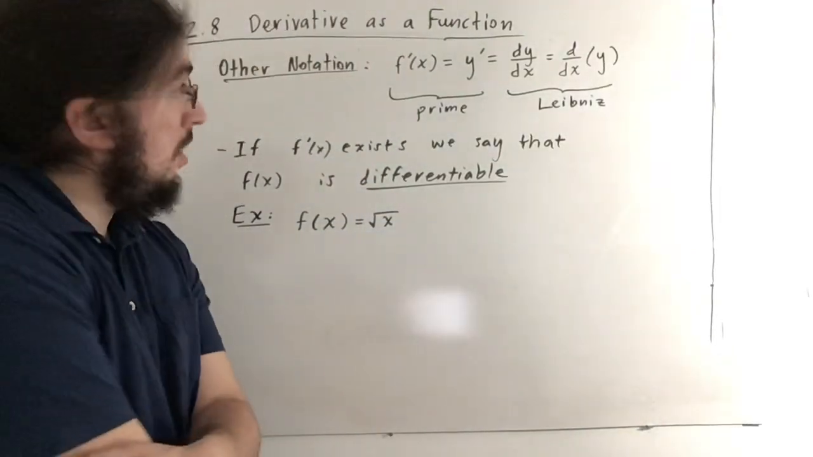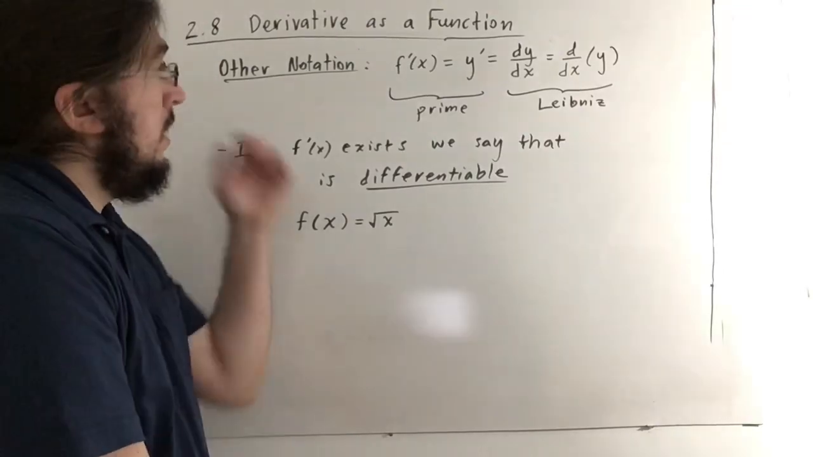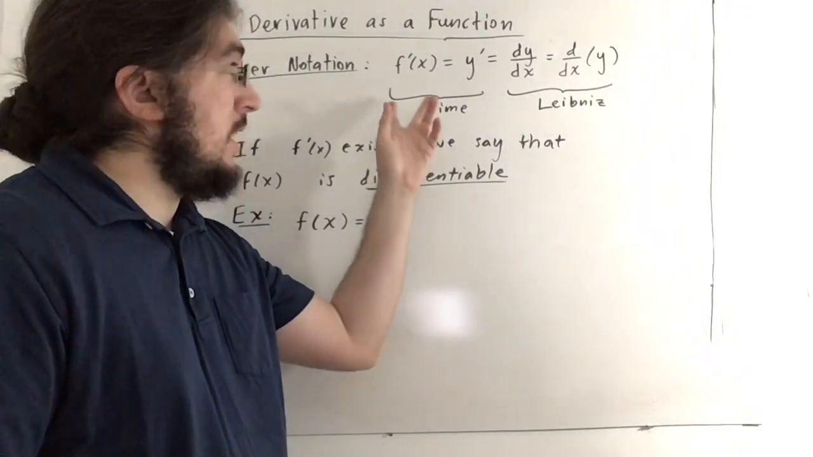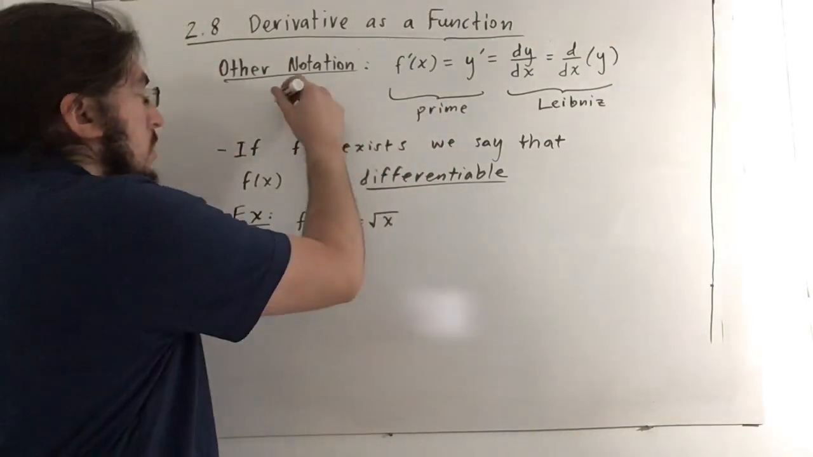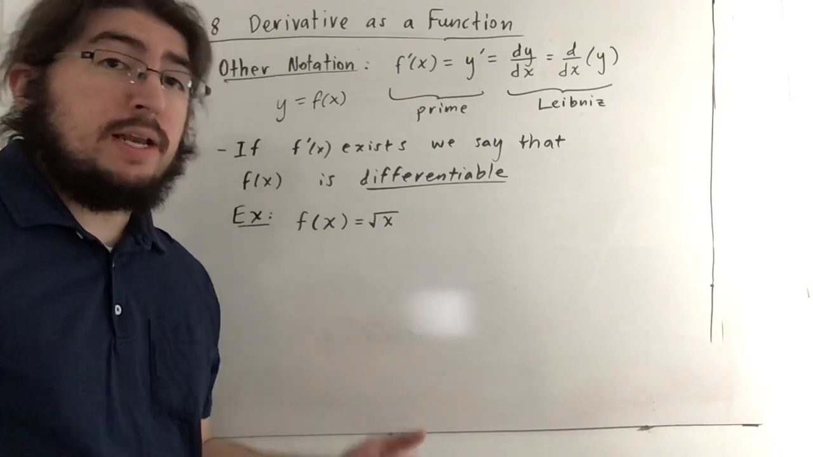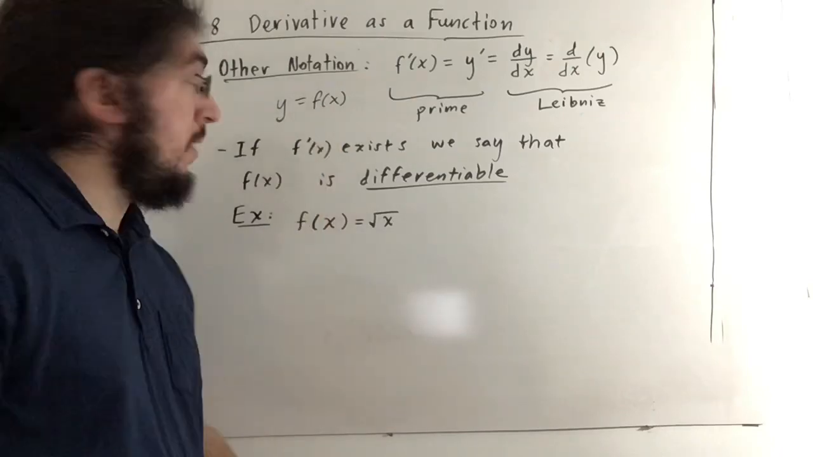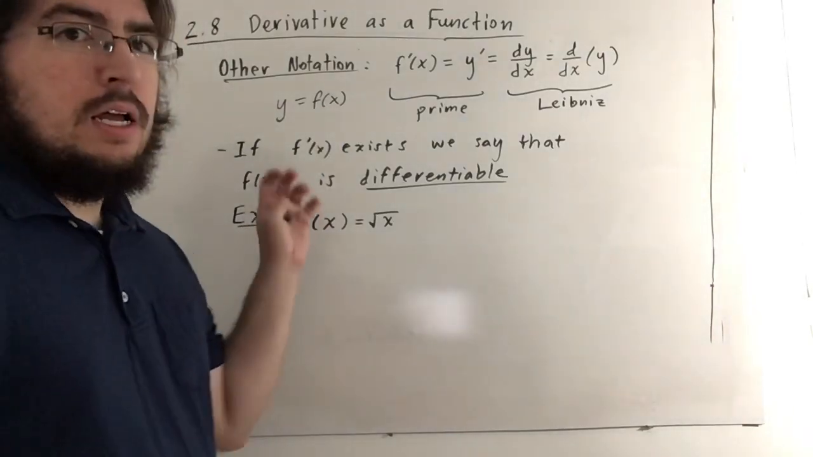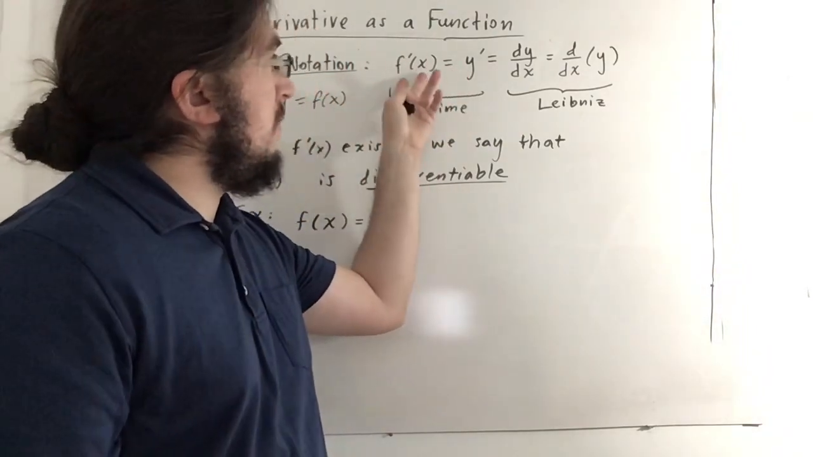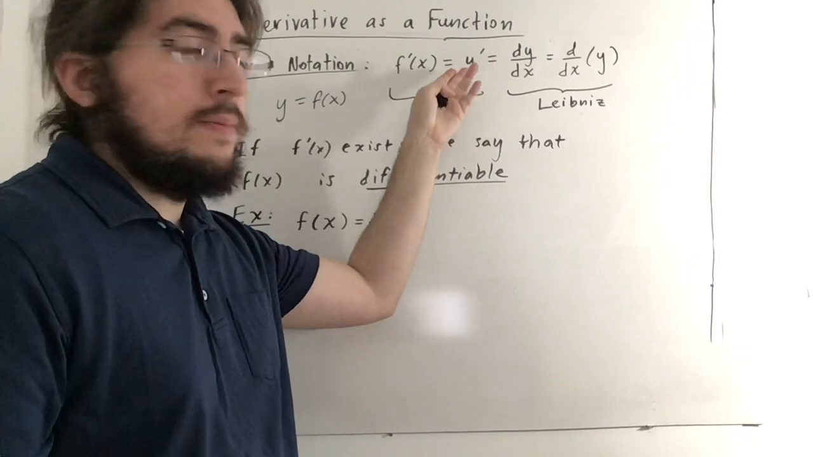Okay, so now I want to talk about different notation. The notation we just saw was f prime of x. That's prime notation. Of course, usually we say that y is equal to f of x. So f of x represents the y value of a point, and x is the x value of that point. Good. With that being said, f prime of x is equivalent to saying y prime.